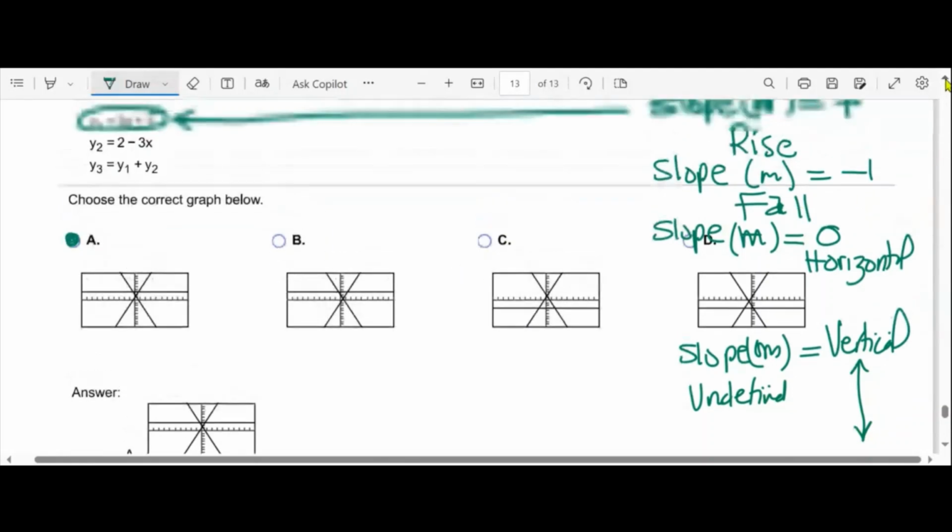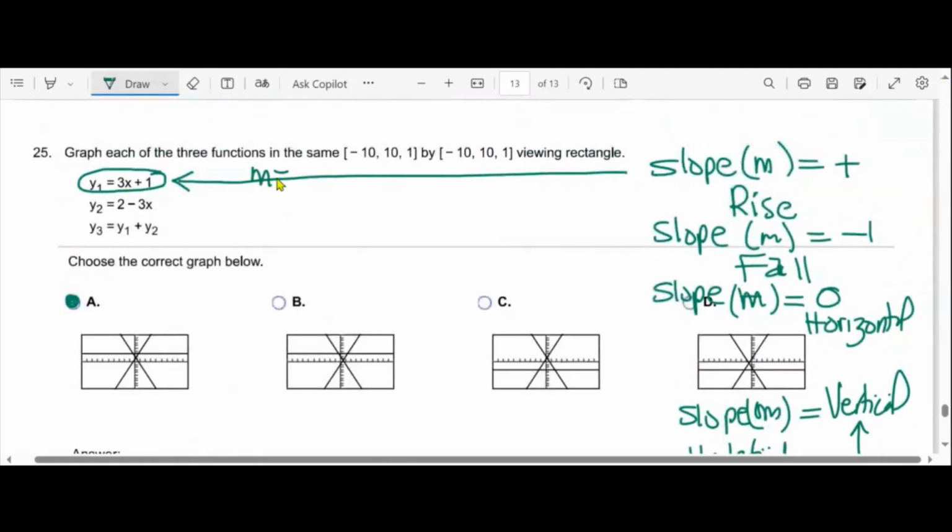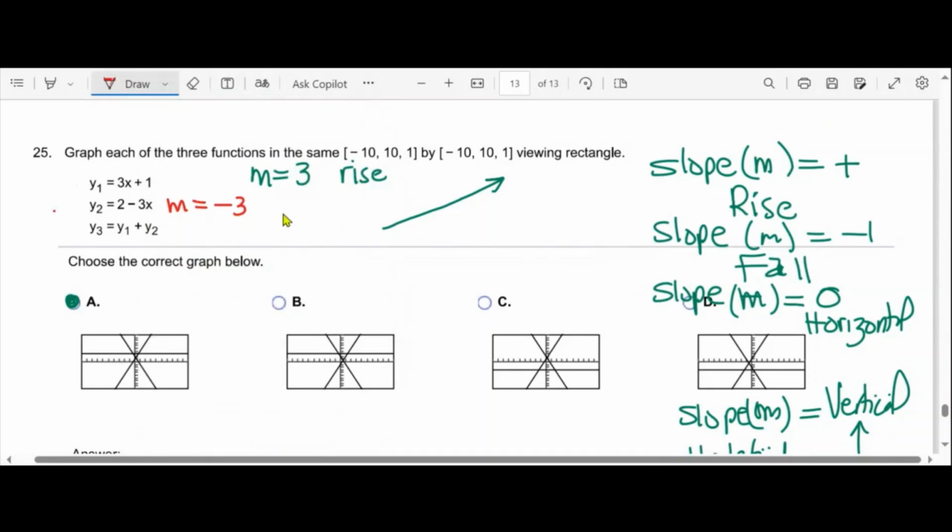All right, so let's take a look at the first one. How much is the slope here? 3. Is 3 positive or negative? Positive. So this slope is a rise, right? Rise means it's going like this way. Next one. How much is the slope here? -3. So it's a fall, right?